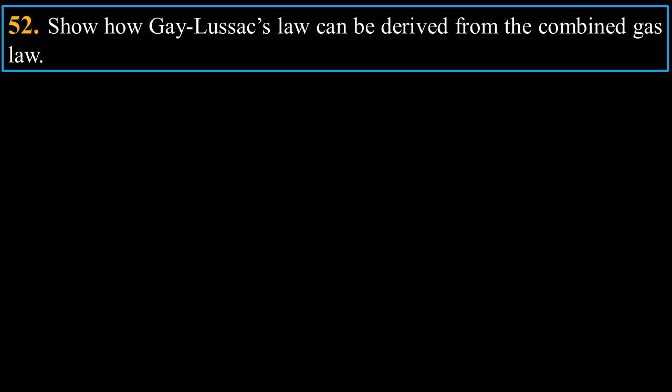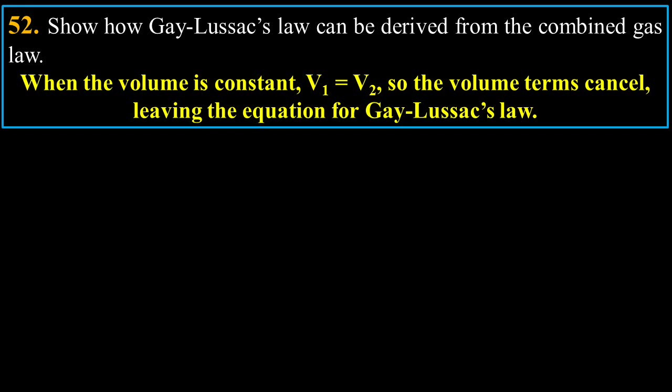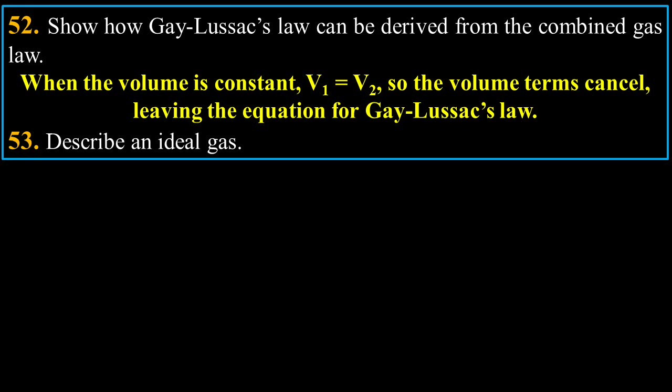Show how Gay-Lussac's law can be derived from the combined gas law. Well, very simple, and this is what it's going to say. If the volume is constant, V1 equals V2, then those two values will cancel out of both sides of the equation. For instance, if I had 2x equals 2x, then the 2x will cancel on either side, and the answer would be all real numbers.